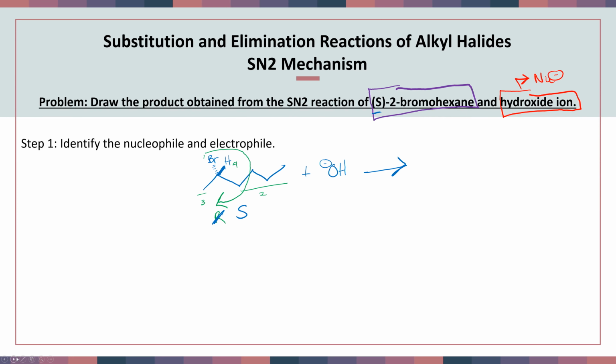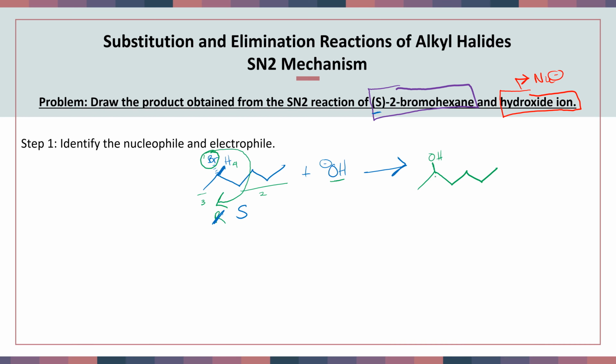And we know that the atom or the group that is being substituted is the bromine. So let's circle that. Bromine is being substituted for hydroxide. So we draw a hexane for our final product. And at carbon number 2, we're going to put a hydroxy group.